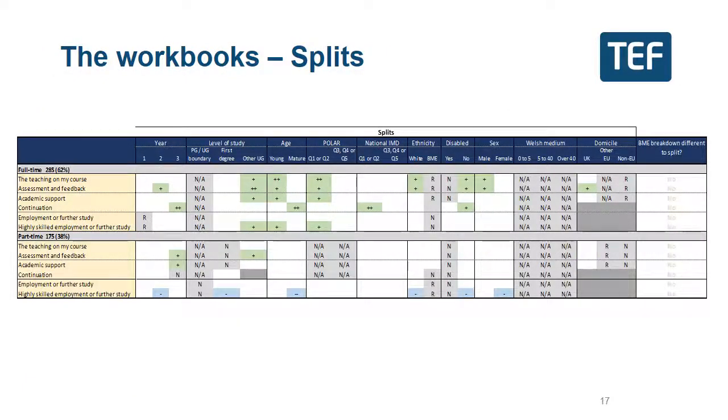As mentioned, we calculate benchmarks and generate flags for all the split metric categories as well as for the core metrics. And this is what it looks like in the workbook. As well as the flags for the split metrics, you can find the detail that contributes to these flags, for example the Z-scores and the differences, on the other tabs of the metric workbooks.